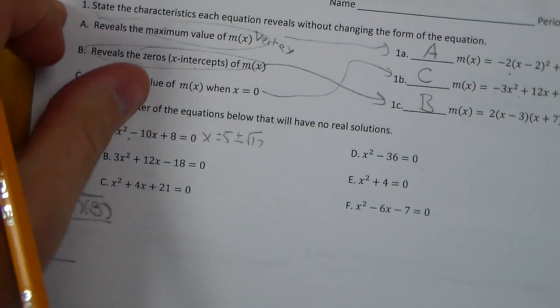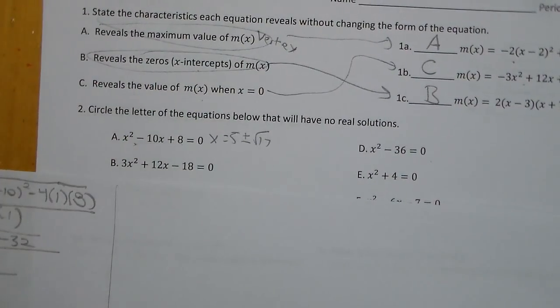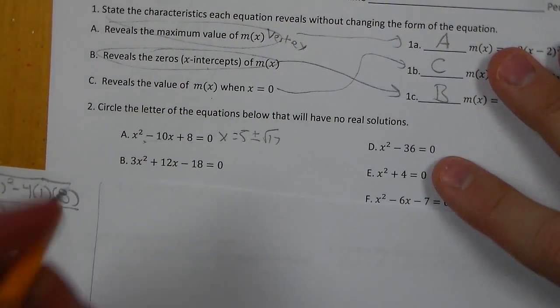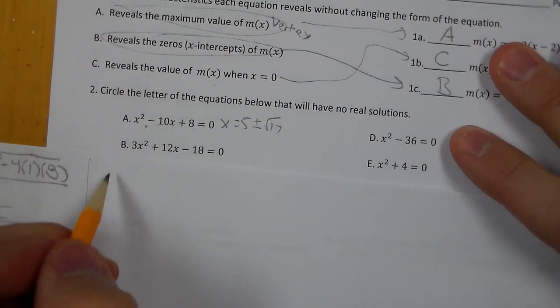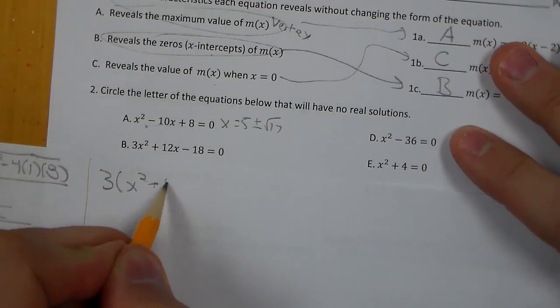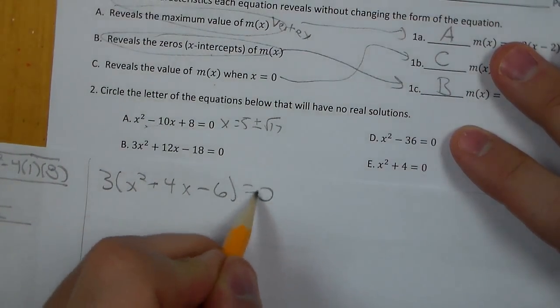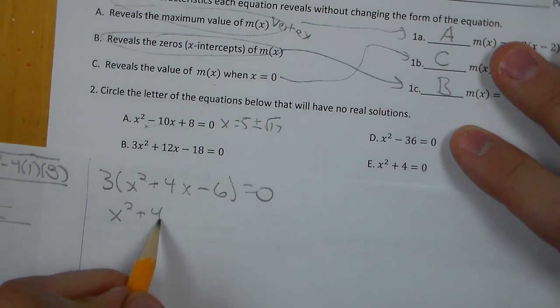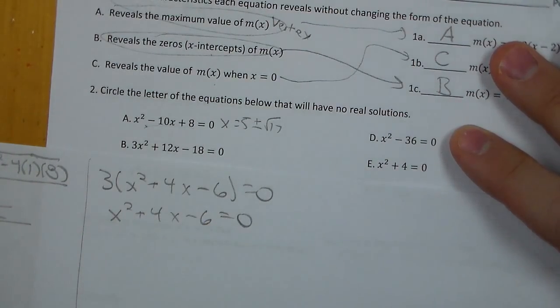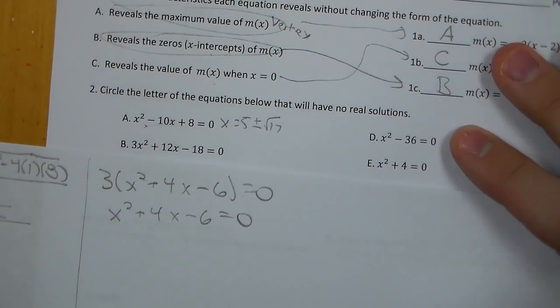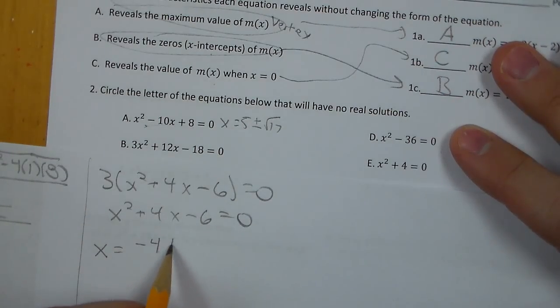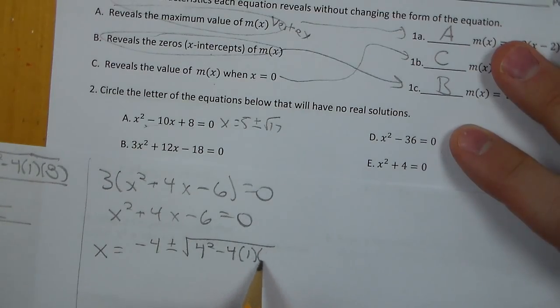We're good there. The next one, 3x squared plus 12x minus 18. I'm going to factor a 3 out of all of those. I'm left with x squared plus 4x minus 6 equals 0. x squared plus 4x minus 6 after I divide by the 3. I can't factor, multiplies to negative 6, that adds to 4, so quadratic formula again. So we have negative 4 plus or minus the square root of 4 squared minus 4 times 1 times negative 6, over 2 times 1.